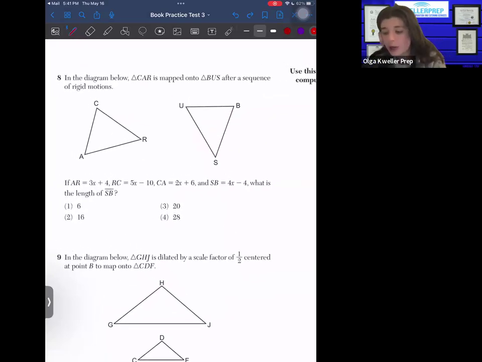So we have in the diagram below, CAR is mapped onto BUS after a sequence of rigid motions. If AR is 3x plus 4, RC is 5x minus 10, and CA is 2x plus 6, and SB is 4x minus 4. What is the length of SB?